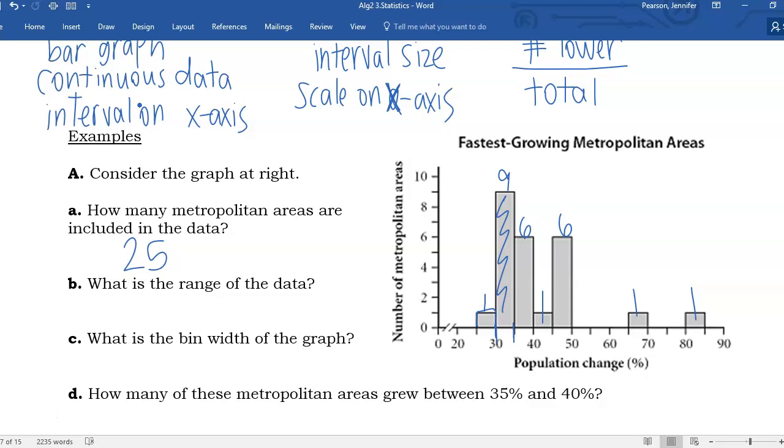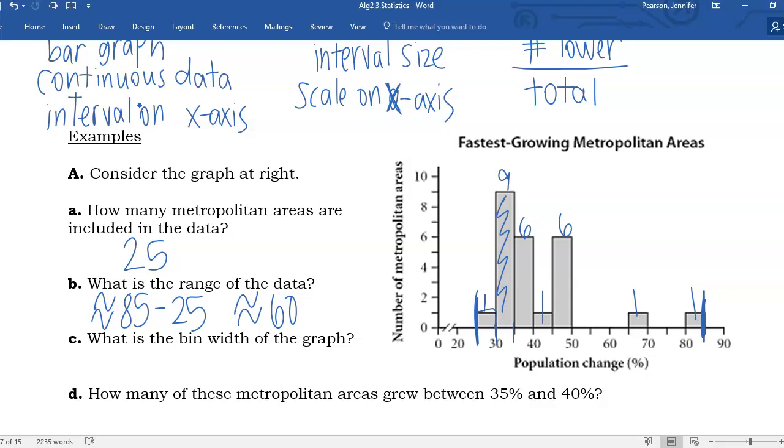So since I don't know the data values, I don't know the max, I don't know the min, I can only approximate or estimate the range. I can't actually calculate it. But I know that there was one data point somewhere between 80 and 85, and there was one data point somewhere between 25 and 30. So I'm going to say approximately 85 as my max minus approximately 25 as my minimum. I'm going to estimate that the range is about 60. Again, I don't know that the range is 60. I'm just saying it's about 60.